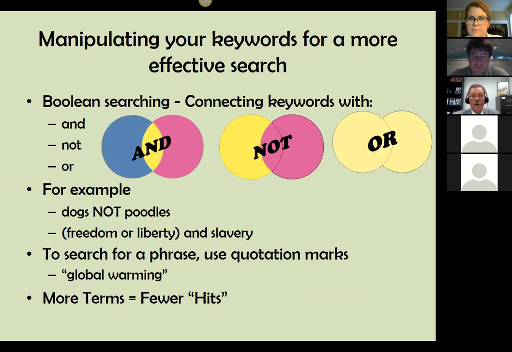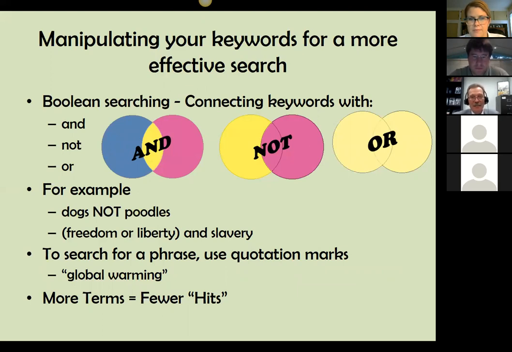So for example, I'm doing research on dogs. For whatever reason, I don't like poodles. I got bit by a poodle when I was 11 years old. I've never liked that kind of dog since, whatever it might be. I could do a search, dogs not poodles. I can get all the dog information I need, but if they mention that breed of poodle, it gets thrown off the list.